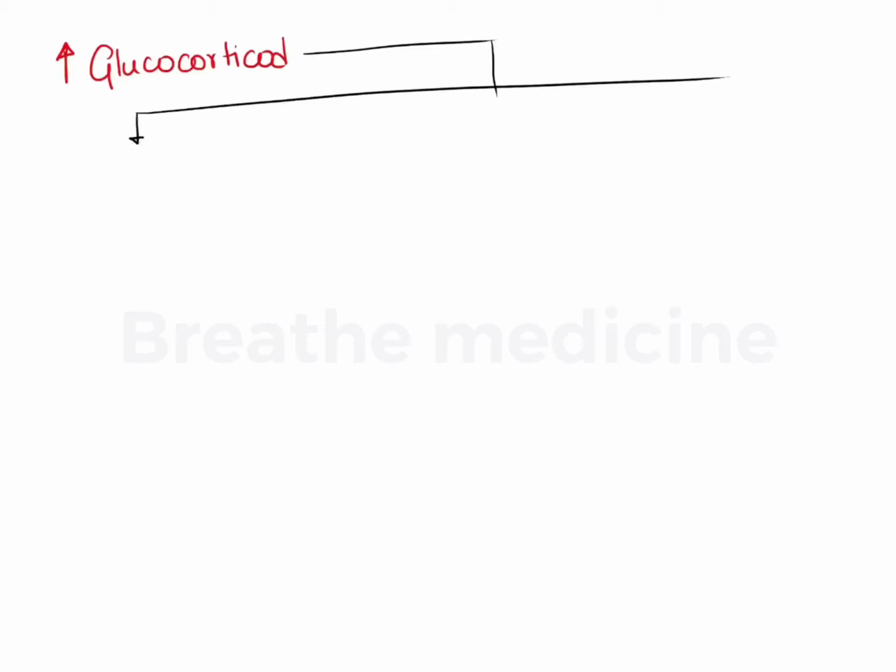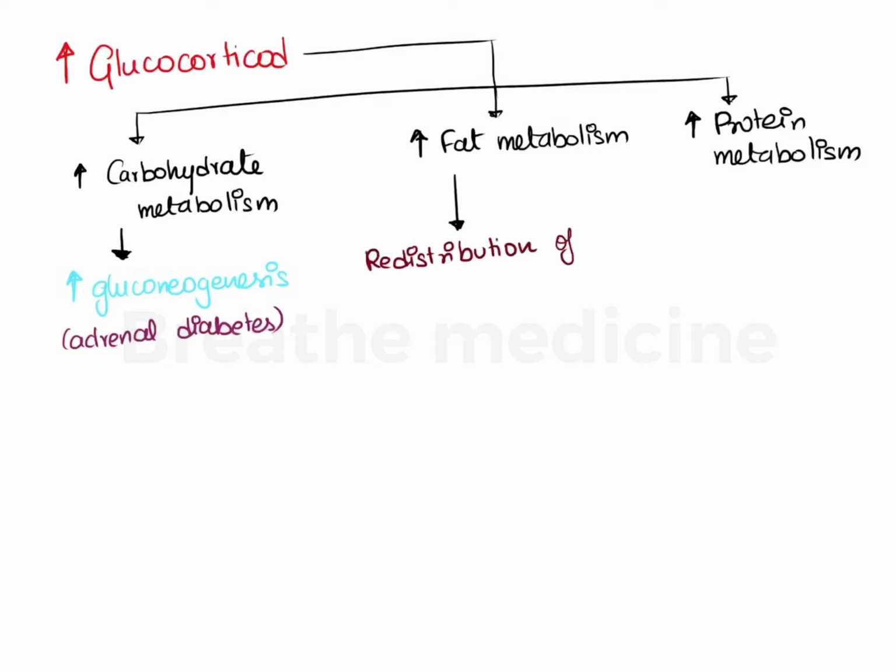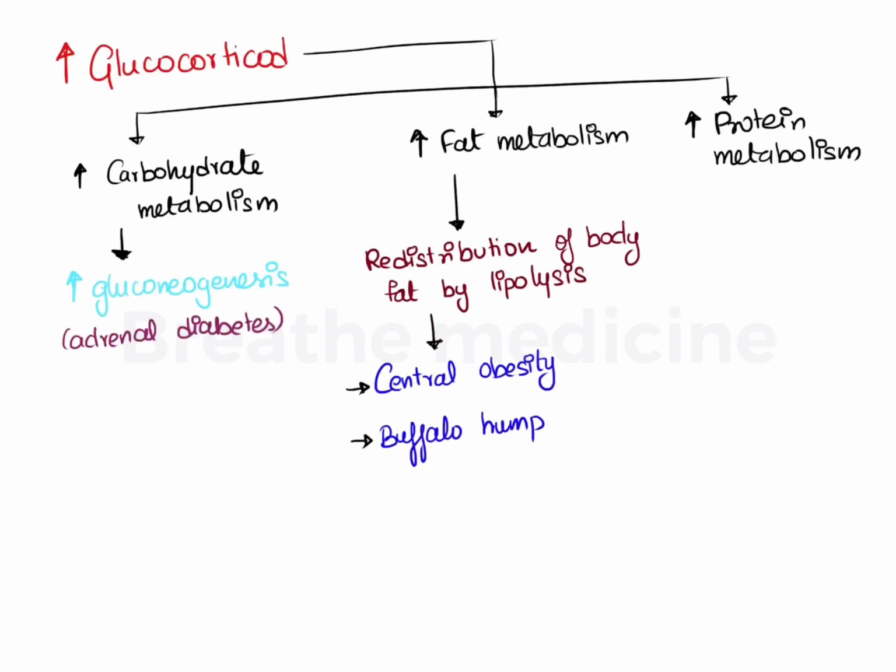Now, if you look at the pathological aspect, increased glucocorticoid will aggravate three metabolisms, that is carbohydrate, fat, and protein metabolism. When there's increased carbohydrate metabolism, there's increased gluconeogenesis, which will lead to adrenal diabetes. When there's increased fat metabolism, it will lead to redistribution of the fat and thus causing central obesity and buffalo hump. Increased protein metabolism will activate both catabolic and anabolic action.